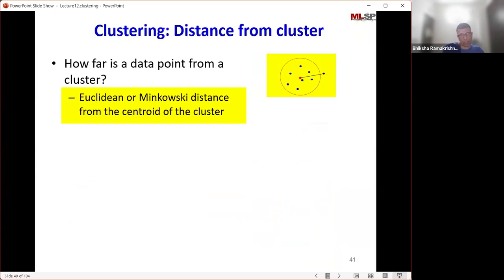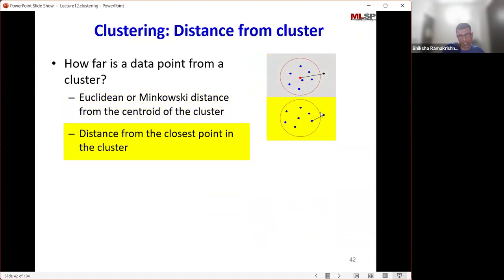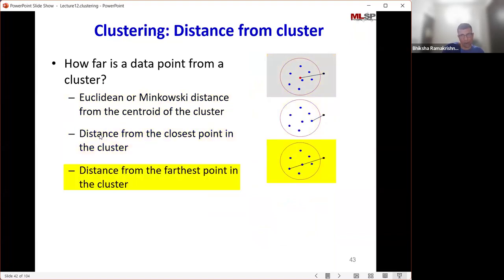The second quantification we need is to determine how far a data point is from a cluster. So again, there are different ways of doing it. You could find the distance of the data point from the centroid or the mean of the cluster. Or you could find the distance of the data point from the closest point within the cluster. Or you could find the distance of the data point from the farthest point within the cluster.